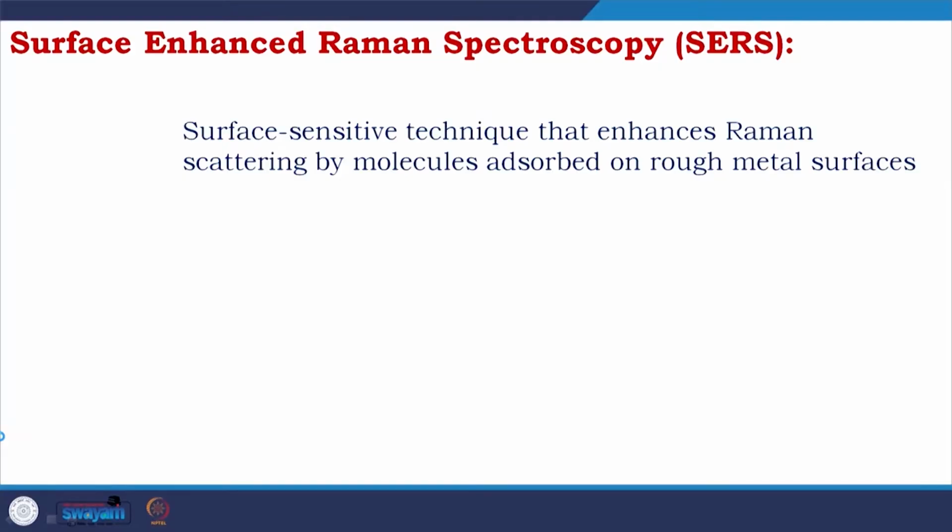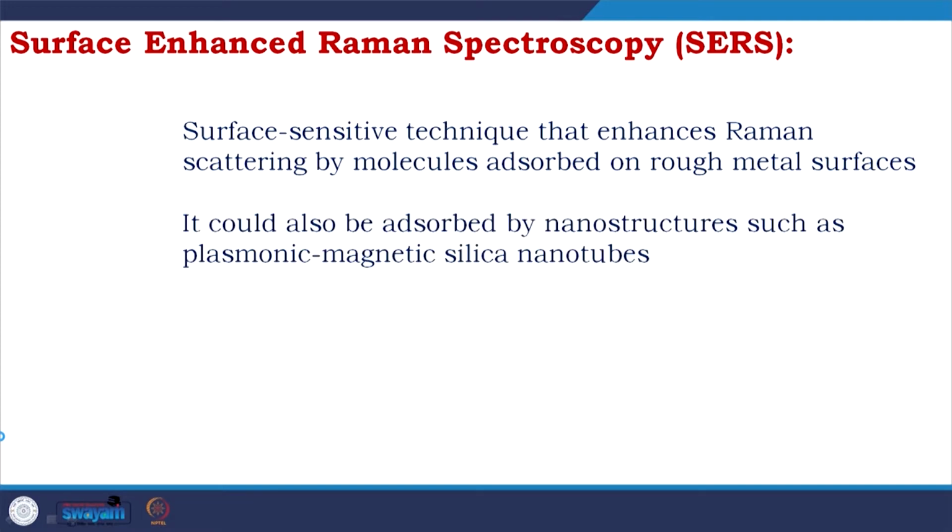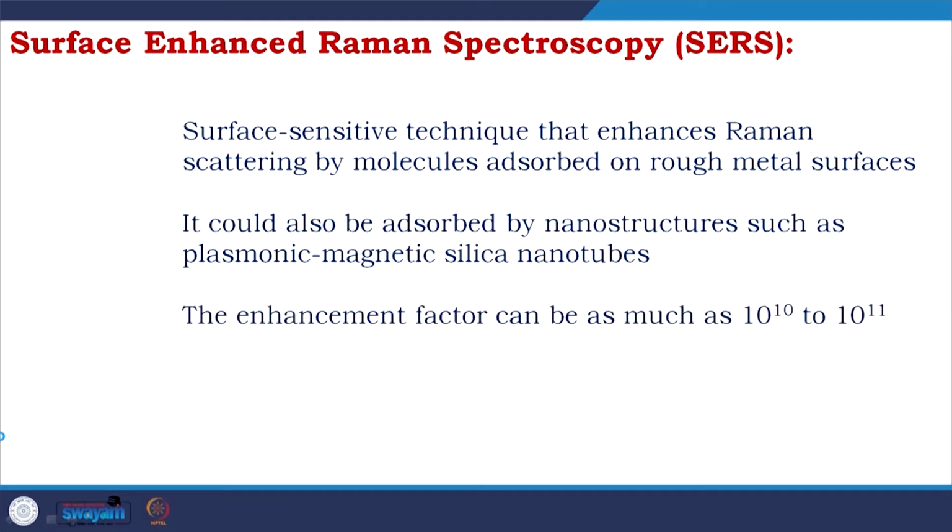Another technique which helps Raman spectroscopy to grow is surface enhanced Raman spectroscopy, or SERS, a surface sensitive technique that enables Raman scattering by molecules adsorbed on rough metal surfaces. They could also be adsorbed on nanostructures such as plasmonic magnetic silica nanotubes. The enhancement factor can be as much as 10 to the power 10 to 10 to the power 11. Detection of single molecules, that is a very critical part. Using surface enhanced Raman spectroscopy, it is now possible to identify a single molecule.